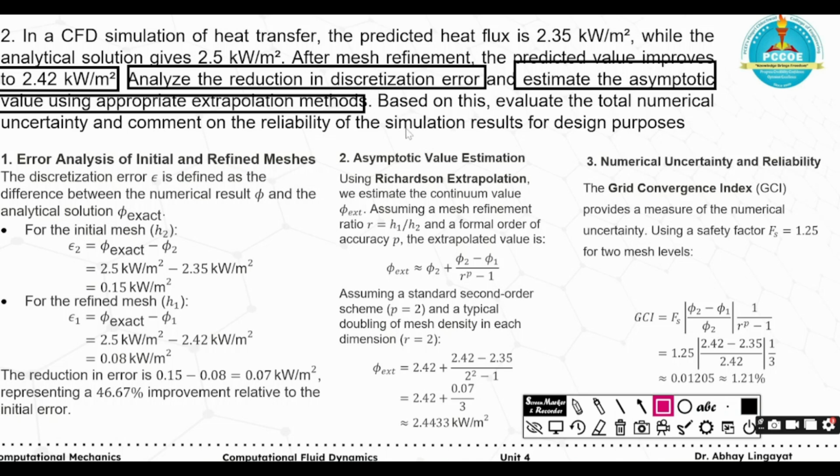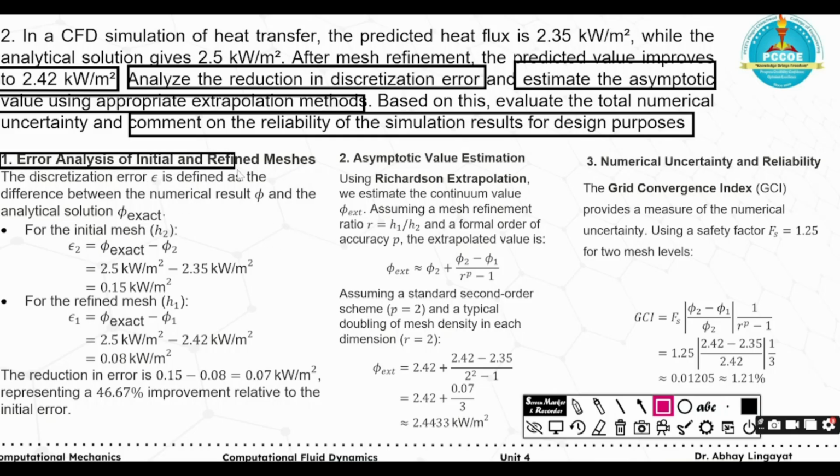Based on this, evaluate the total numerical uncertainty and comment on the reliability of the simulation results for design purposes. So the first step is to carry out the error analysis of the initial and refined mesh.